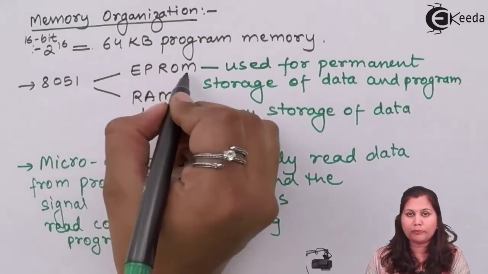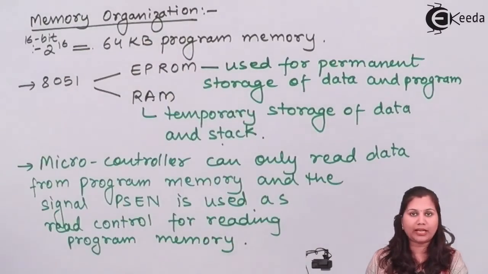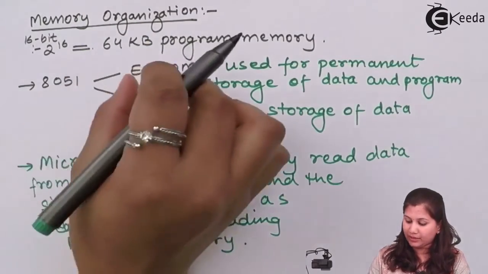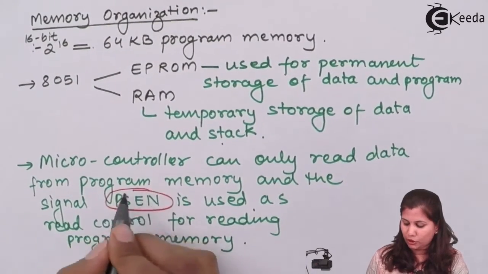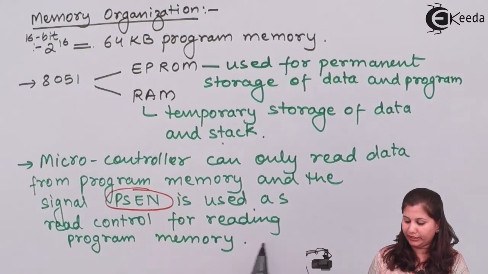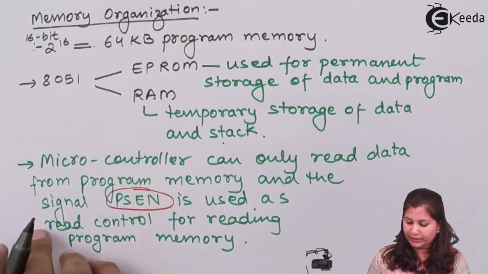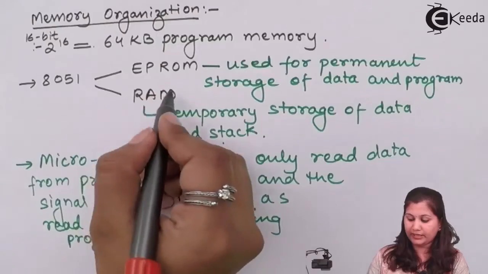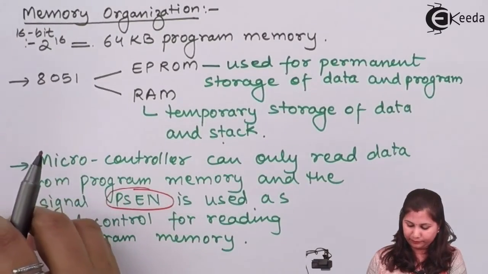So this EPROM, because its full form is read-only memory, only read operation can be performed in it. And this read operation is performed by using this PSEN signal. So PSEN, we can say, is used as a read control for reading the program memory. Whereas the microcontroller can both read and write the internal RAM, that is random access memory.